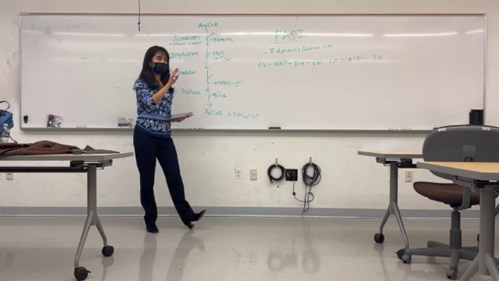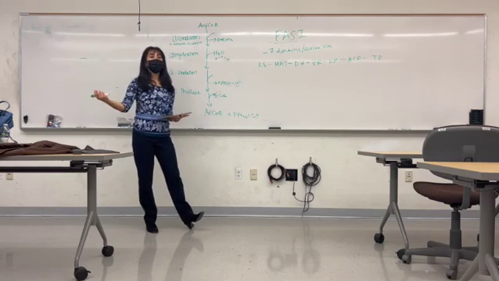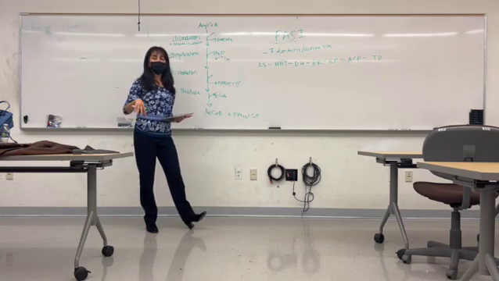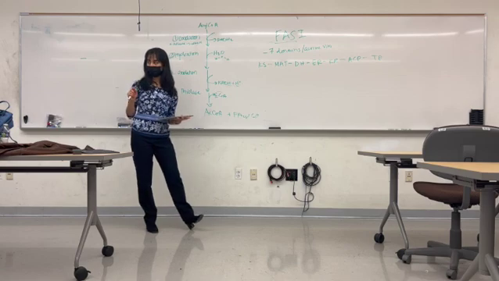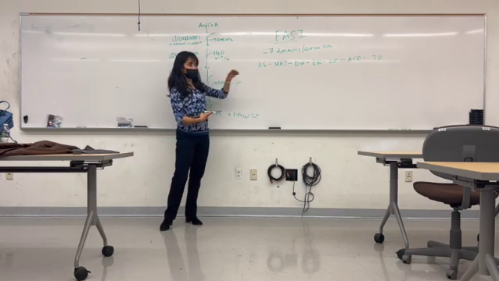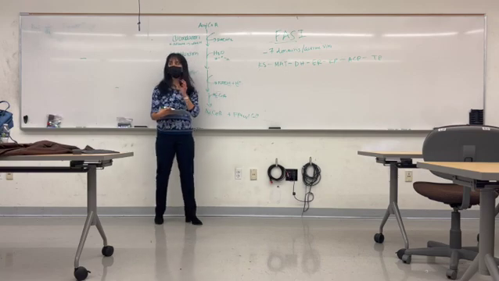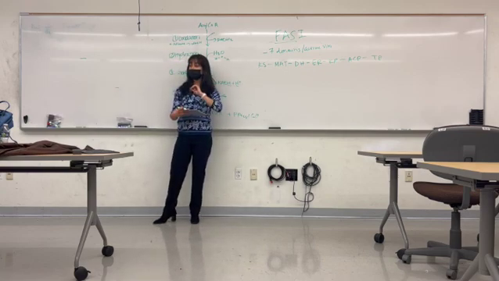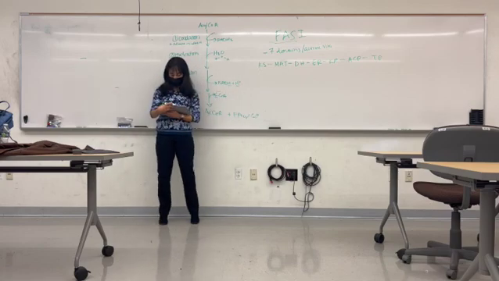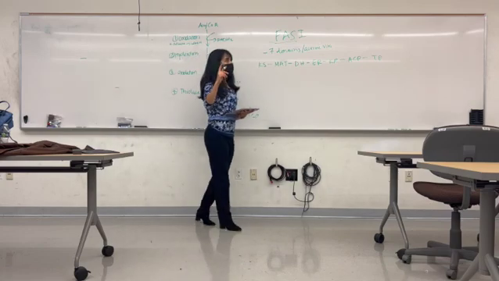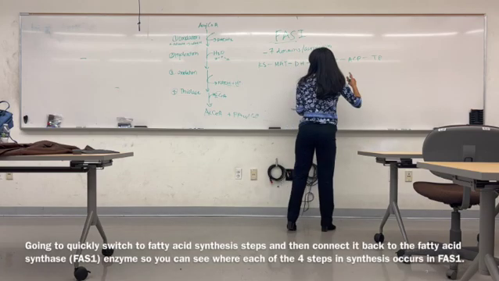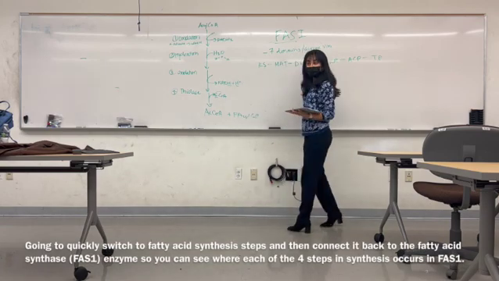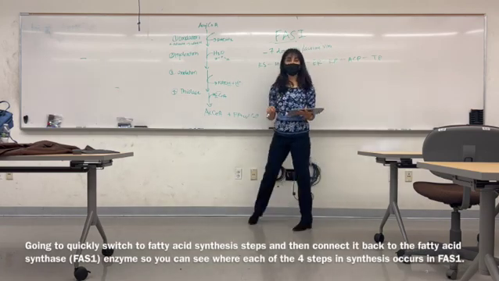In each of these active sites, they have a job. The job is going to be doing which step of fatty acid synthesis? There's 4 steps in fatty acid synthesis, right? 4 steps, but you have 7 domains. So, tricky. What it's saying is that some domains are used for the same step. So there's 7 domains, and there's 4 steps in fatty acid synthesis.